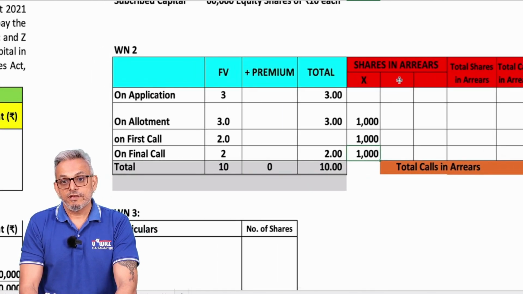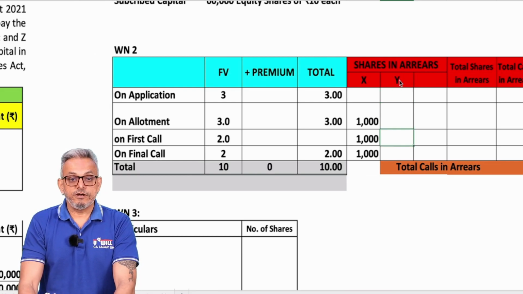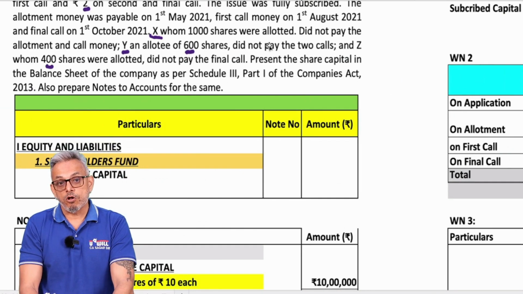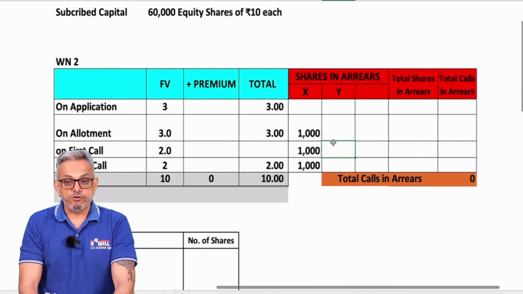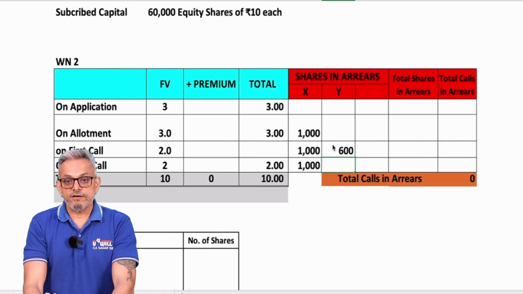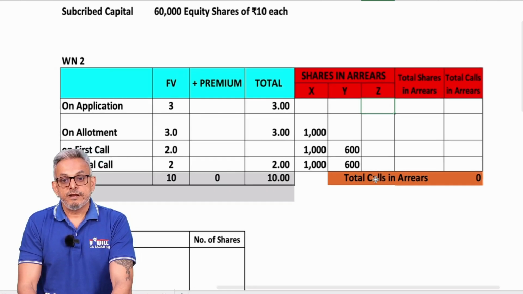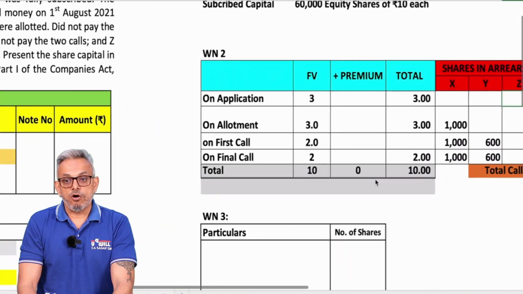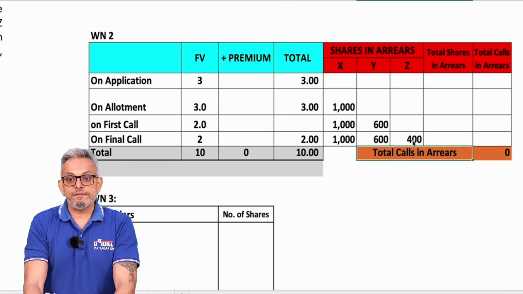by X. Now, Y, for 600 shares, did not pay the first and the final call. So, did not pay two calls. So, keep the question always in front of you so that you don't make mistakes. 600 shares. And Z. Now, Z did not pay the final call on 400 shares allotted to him. Now, this working is very important.